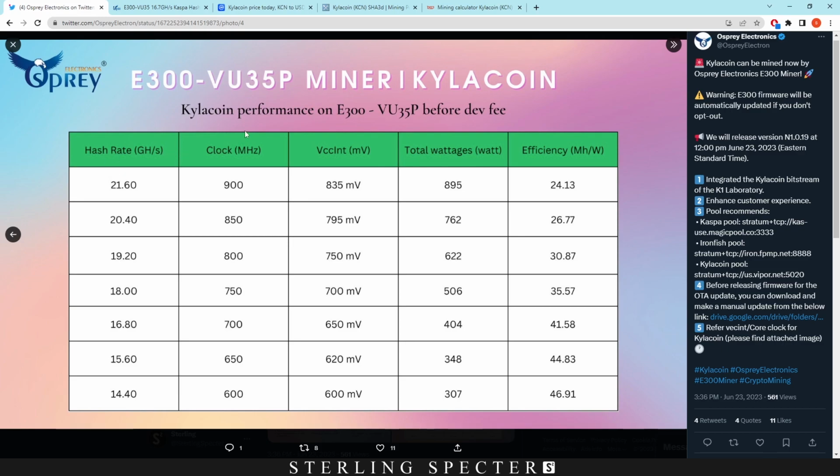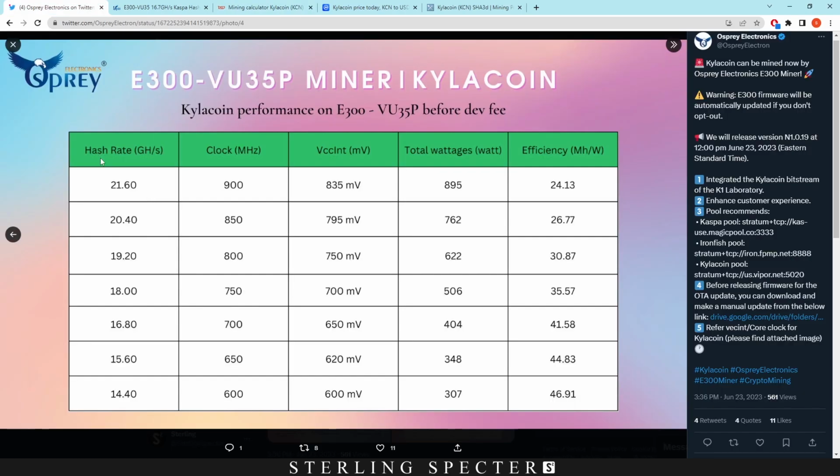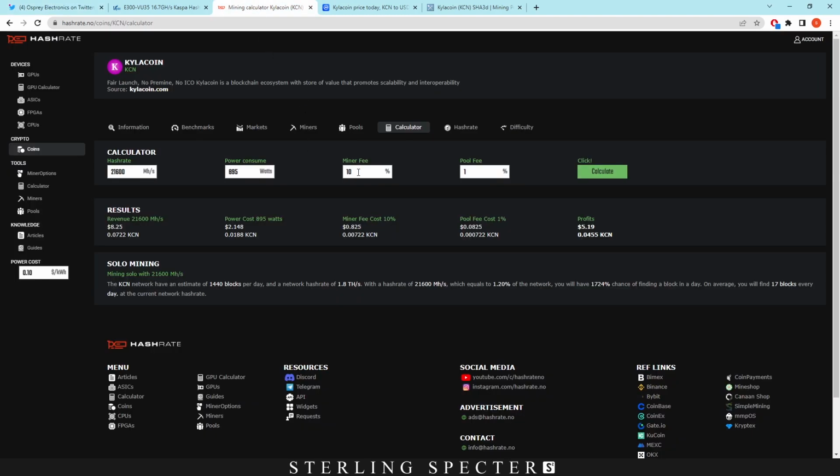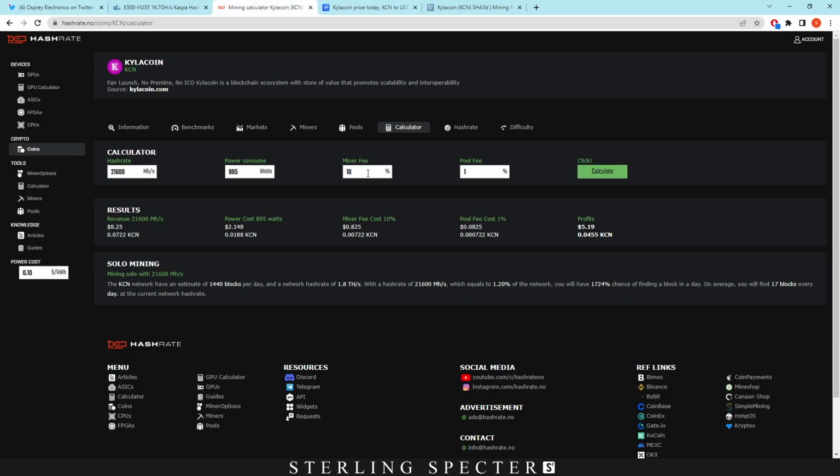So right here, we're just going to look at profitabilities firstly. So when we go over to mining calculator on hash rate NO, I've already got the top hash rate here and the total wattage input. And for the miner fee, I've put 10%, because when we go back here, it does say by here the VU35P before dev fee. And I'm just assuming the Team Red miner dev fee, which is 10%. So that's why I put 10% for the miner fee there.